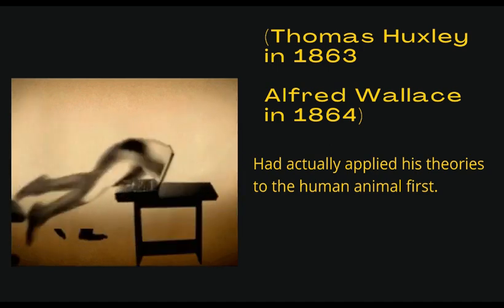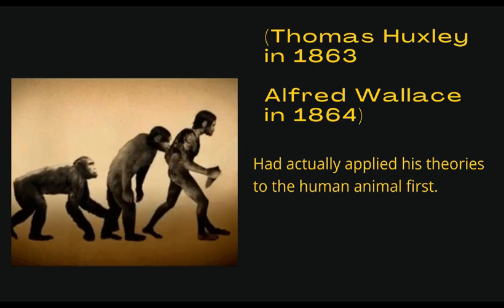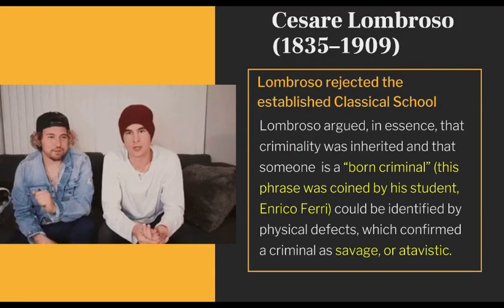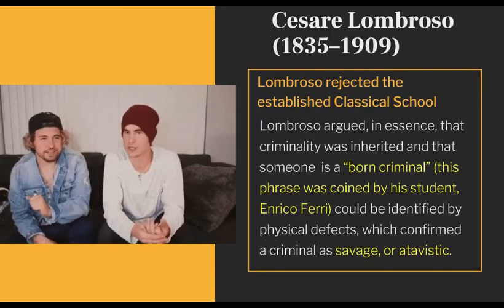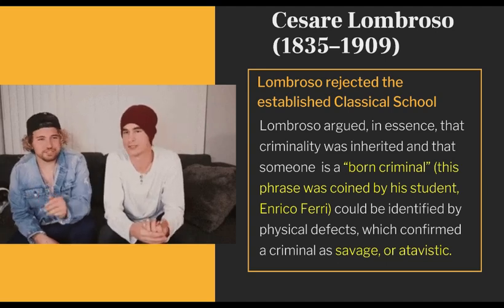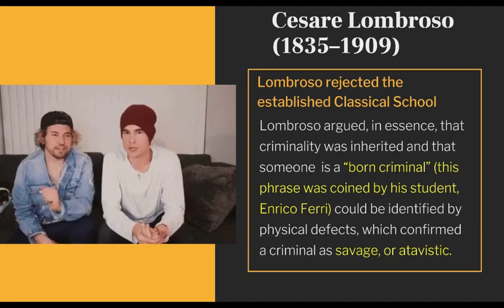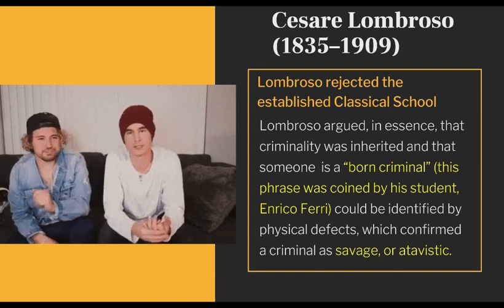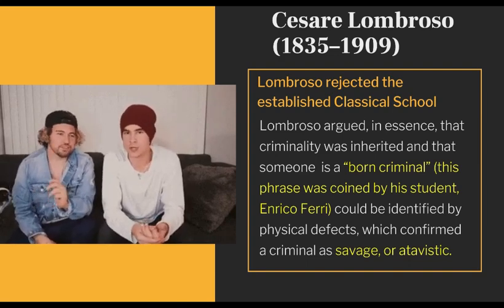Cesare Lombroso, 1835–1909, was among the first to apply Darwin's findings to criminal behavior and criminals. Lombroso was an Italian criminologist and founder of the Italian school of positivist criminology. Lombroso rejected the established classical school, which held that crime was a characteristic trait of human nature.